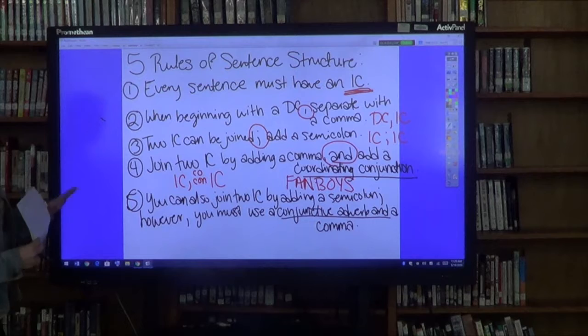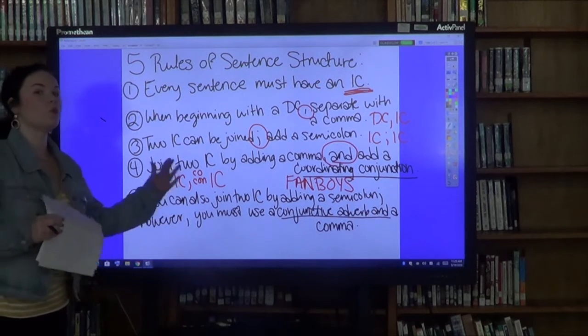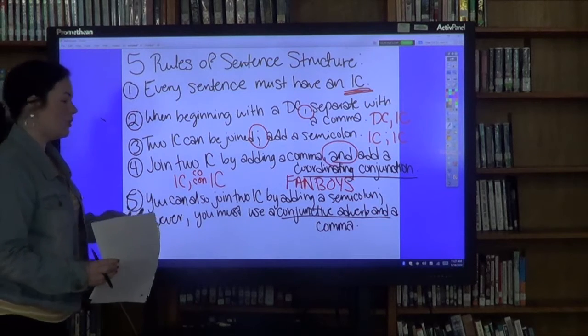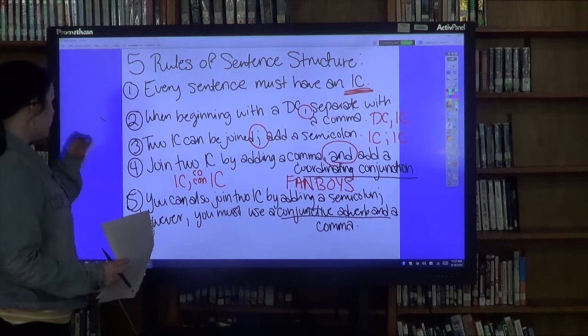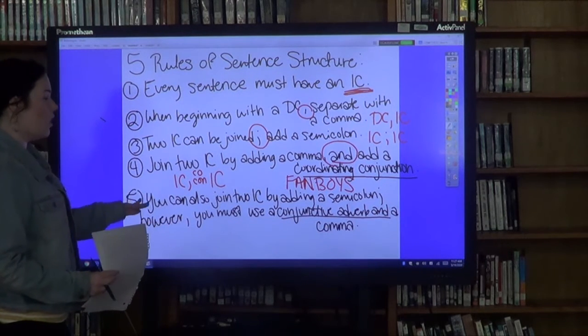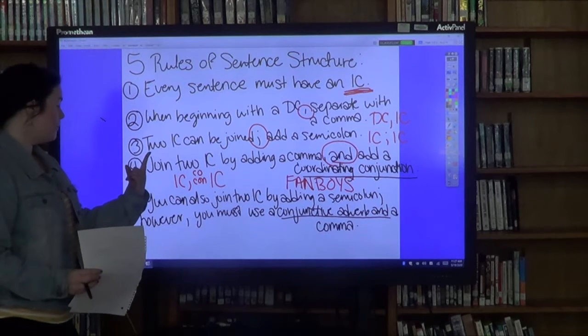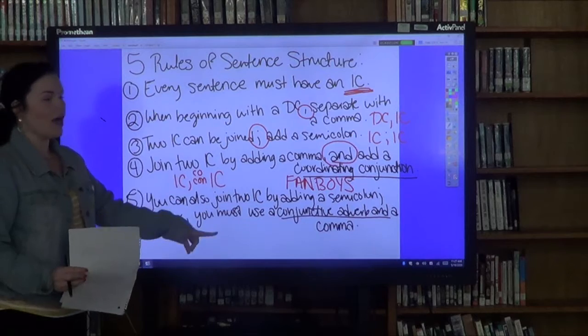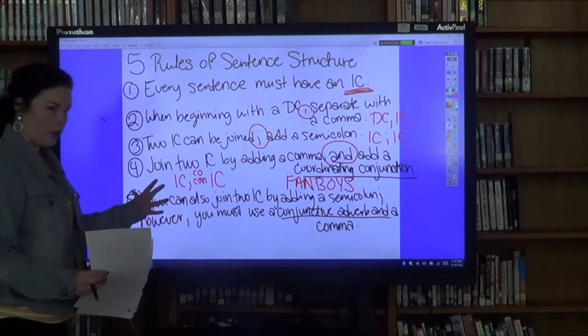All right, now lastly, rule 5. Now this one has one extra step, so some people mess it up, but this one's very impressive when you use it in your writing. Rule 5 says you can also join two independent clauses by adding a semicolon. However, you must use a conjunctive adverb. There's another difficult term there, but I'll go over that.